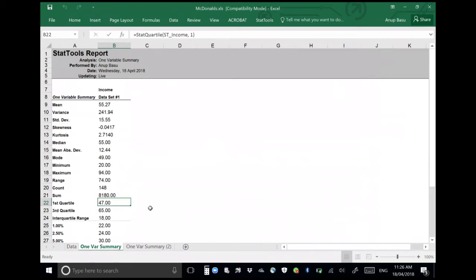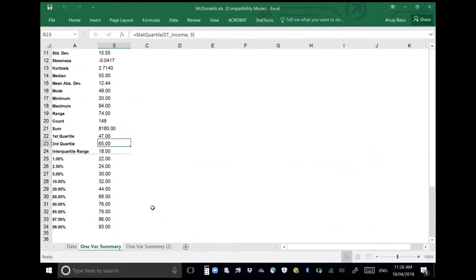That means 25% of the visitors to the store earn below $47,000. And the third quartile was $65,000. That means 75% of their customers earned less than $65,000. Similarly, you have the different percentiles mentioned here, if anybody's interested in the 95th percentile or the 5th percentile, for example, which represents $30,000 in this case. So that means 5% of their customers earn less than $30,000. The minimum and maximum are mentioned there as well.